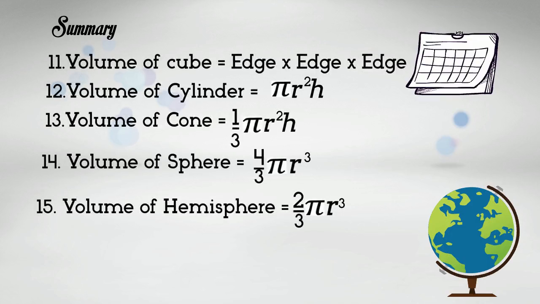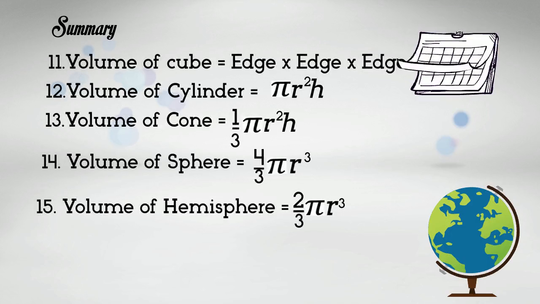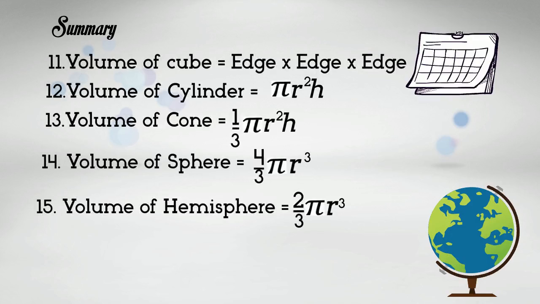Volume of cube is a times a times a, while the volume of cylinder is pi r square h. Volume of cone is 1 by 3rd times pi r square h. Volume of sphere is 4 by 3 times pi r cube, while the volume of hemisphere is 2 by 3 times pi r cube.